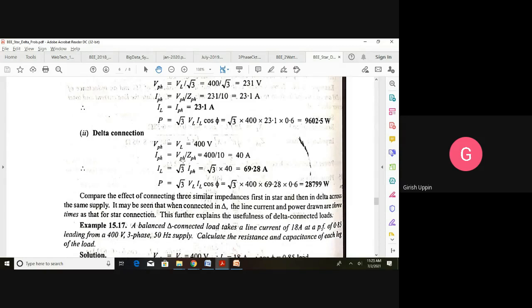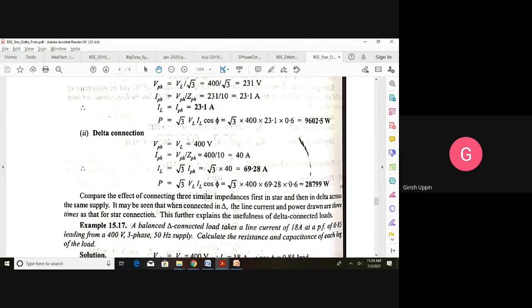I phase is equal to V phase divided by Z phase. That is 400 divided by 10, 40 amperes. And IL, the line current, is root 3 times I phase in delta connection. Root 3 into 40, that is 69.28. Now the power equation is exactly the same. Root 3 times VL IL cos phi, root 3 into 400 into the current 69.2, and the power factor 0.6.